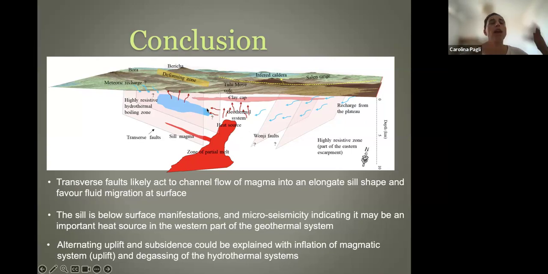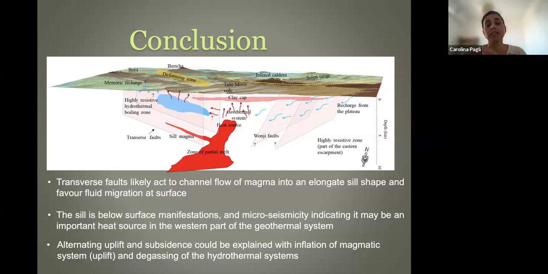And finally, why in the past did we see uplift and subsidence? Now, uplift. One interpretation that's consistent also with what is observed at other hydrothermal systems is that now we are witnessing uplift because the system of magma is open. Magma comes into the system, so every so often we have a pulse of uplift.